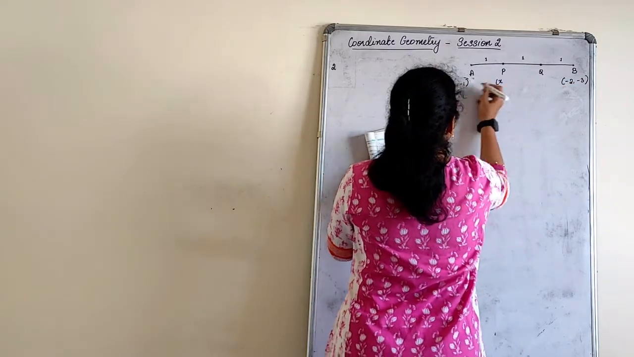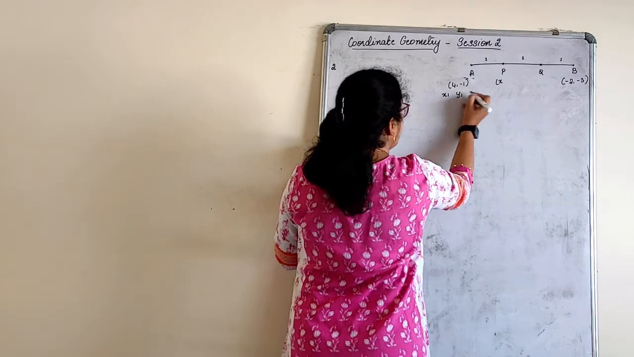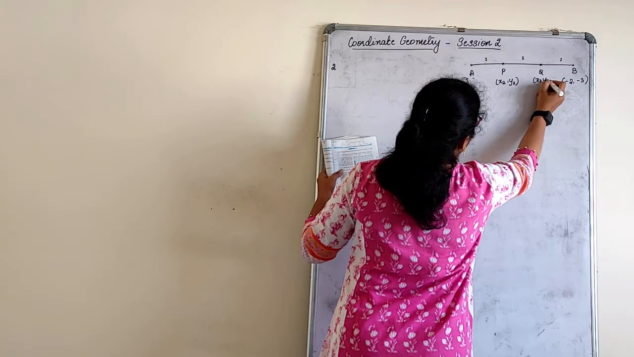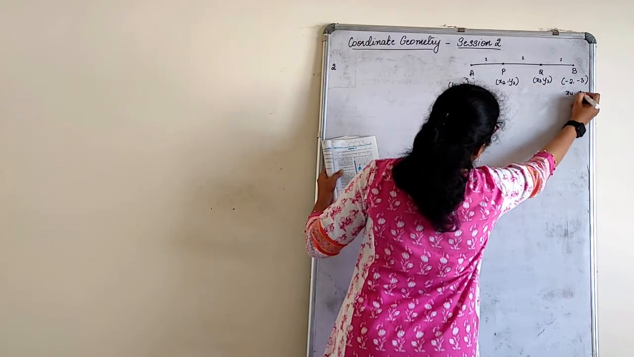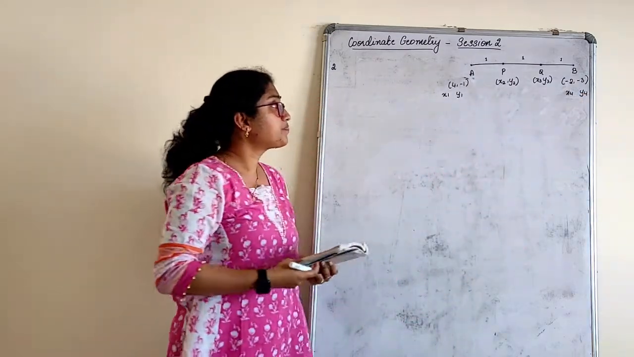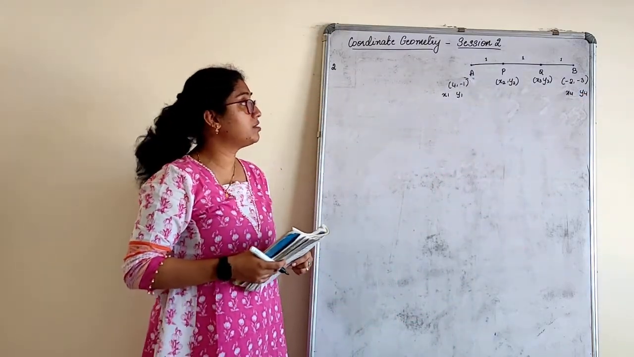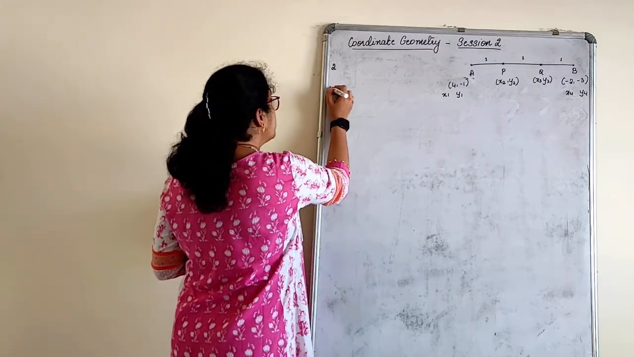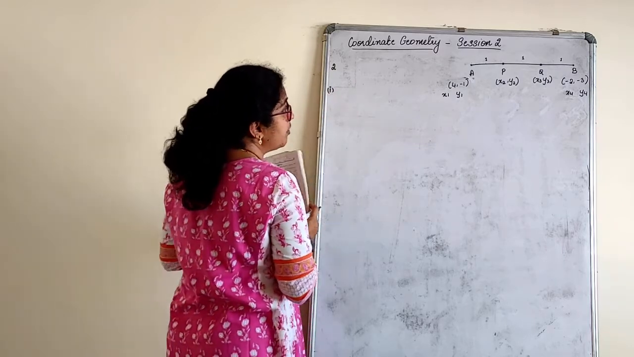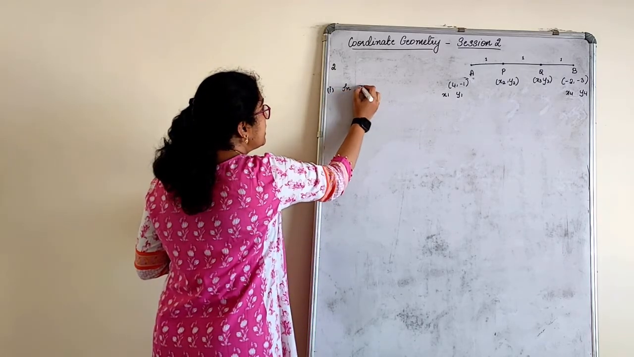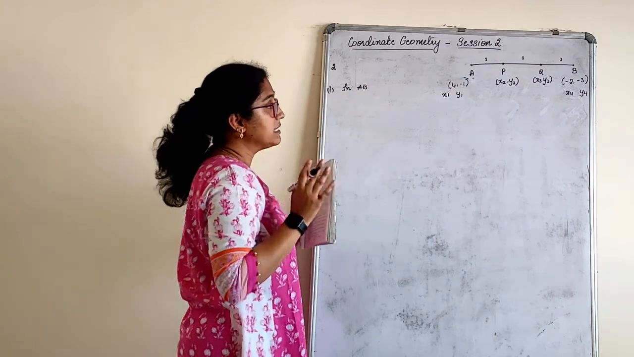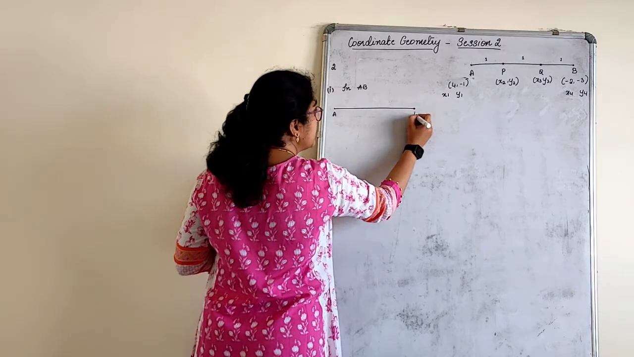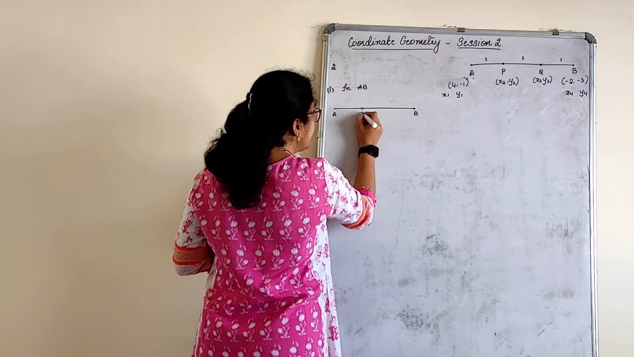I'll consider these as x1, y1, x2, y2, x3, y3, x4, y4. Now see children, here I need to find the coordinates of P and Q. Now first of all, this is the main figure. To find the coordinates of P, first of all what we will do is, I'll consider line segment AB now. I will redraw this. This is A and this is B. I'll only take the point P.